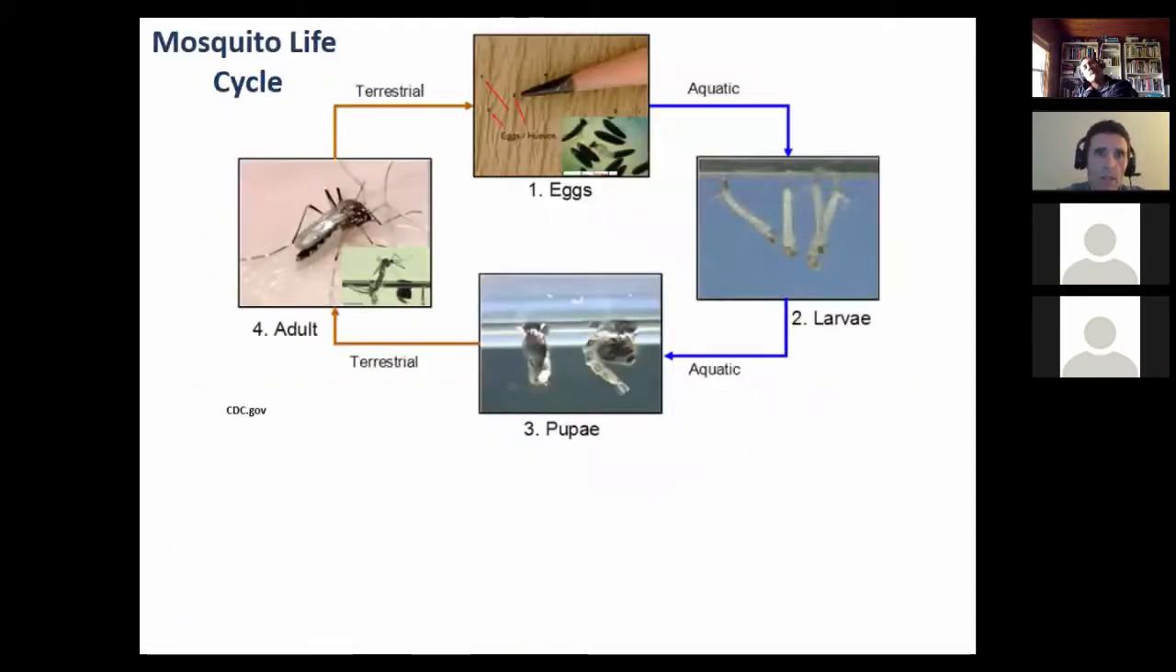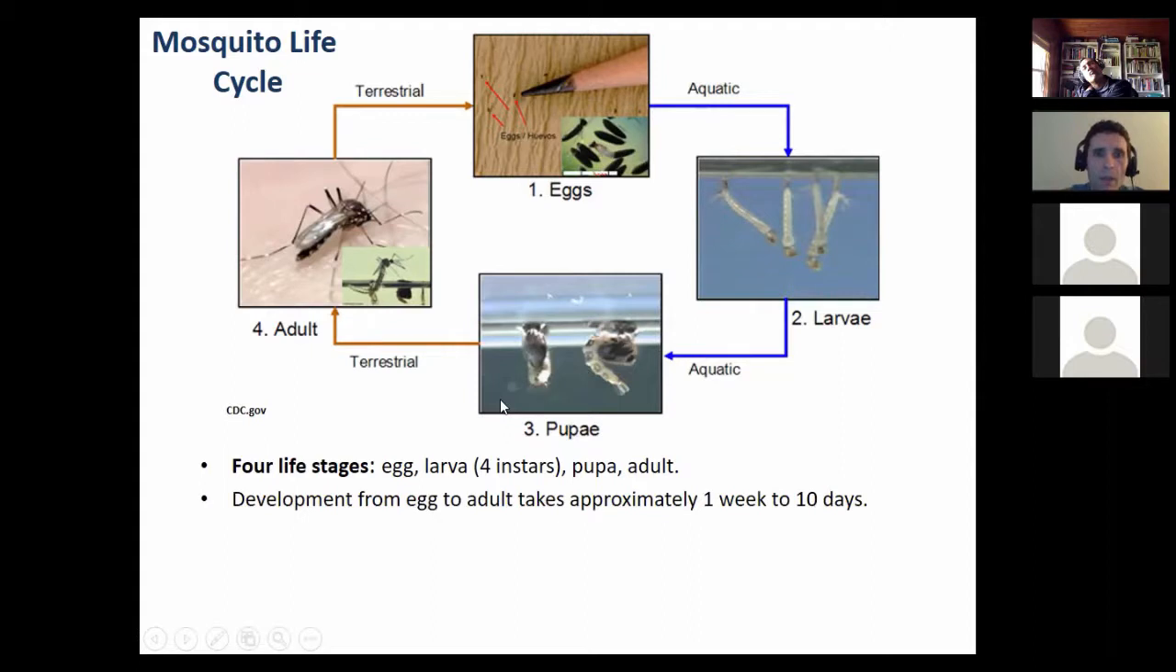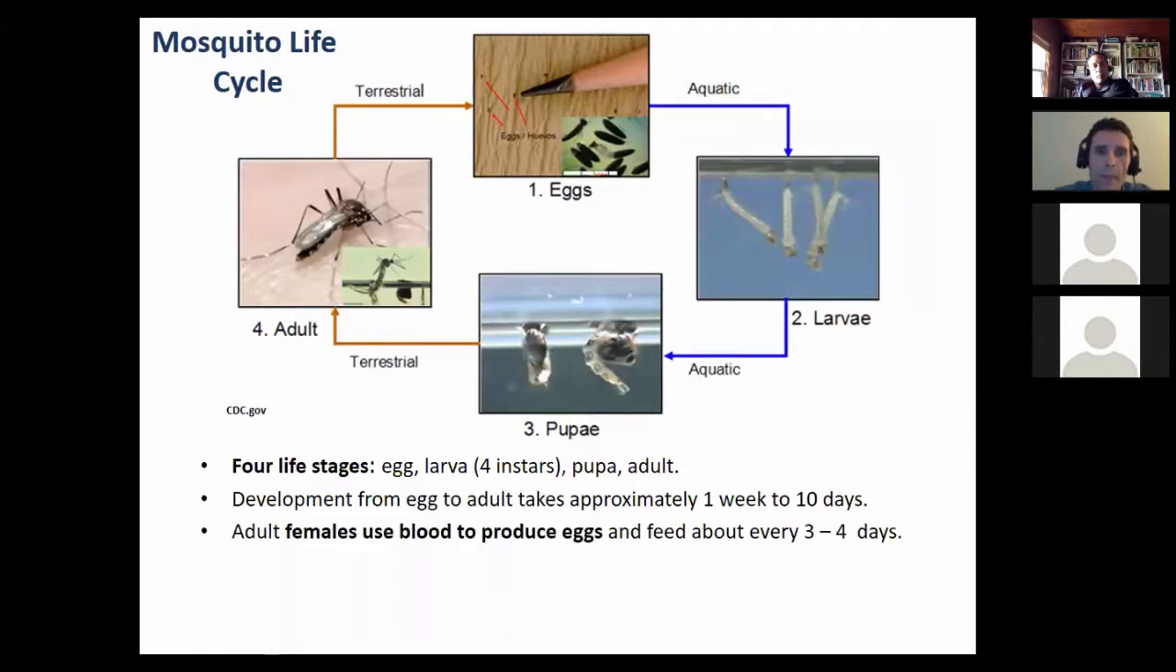Now, all mosquitoes have the same basic life cycle. There are 4 life stages: egg, larva, pupa, and adult. The eggs and the juvenile stages, larvae and pupae, are aquatic, so they need water to survive. Development from egg to adult takes about a week to 10 days during the summer months. Right now in the spring, when the mosquitoes are starting to come out, this process takes a little bit longer, so it's temperature dependent. Adult females use the blood to produce eggs, and they feed about every 3 to 4 days during the height of the summer.